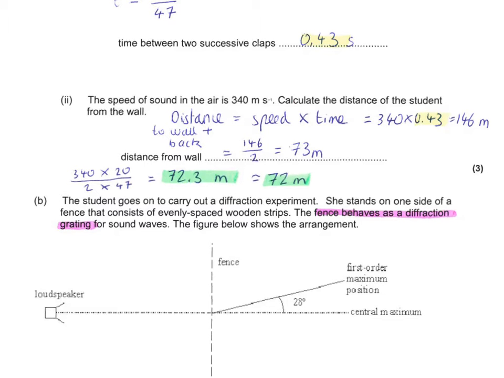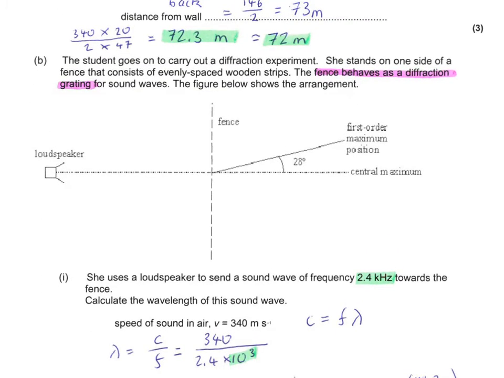Student then goes to carry out a diffraction experiment. She stands on one side of a fence that consists of evenly spaced wooden strips. The fence behaves as a diffraction grating. See how important it is to read these bits of text. It's absolutely telling you what you're going to have to do for the answer here.